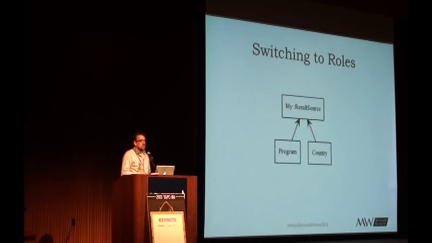So this is what the system would look like in a roles model. The only reason you would inherit from the result source class is because DBX class requires you to inherit from it for its implementation. In fact, if it weren't for that, I would not have had any inheritance in the system whatsoever.